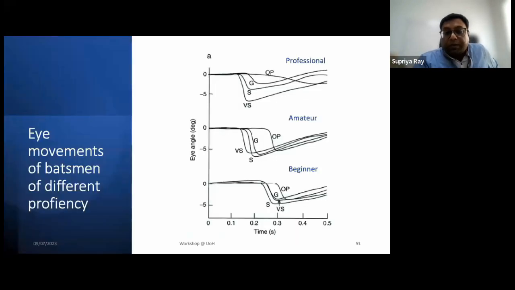Here you can see this different pattern of eye movement. Now O, P, G, S, and VS correspond to over pitch, good length, short length, and very short length bowling. And you can see the patterns are different. Patterns of eye movements are different for professionals, amateurs, and beginners. Okay, next slide, please.